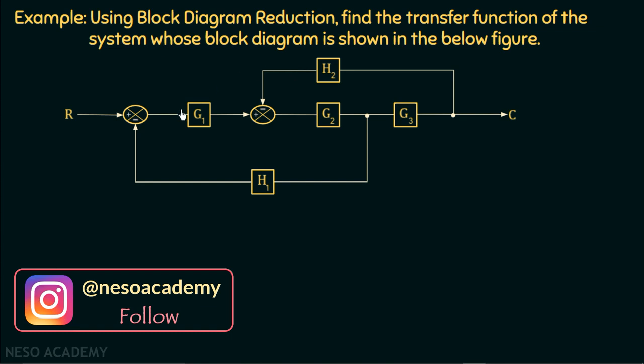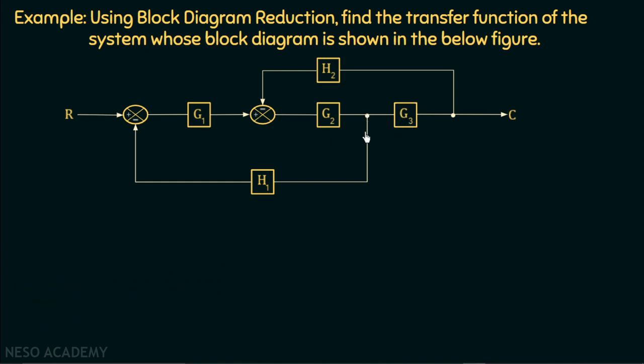If we observe this block diagram representation, we are given two adders. There are three blocks having gains G1, G2 and G3. There is a negative feedback having gain H1 which is connected to this adder, and there is one more negative feedback having gain H2 which is connected to this adder. The reference input is R and the final output is C, and we need to find out the overall transfer function. I'll recommend you all to go through all the block diagram reduction rules before moving on to this example.